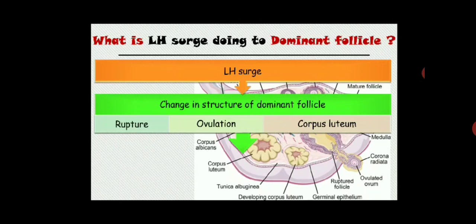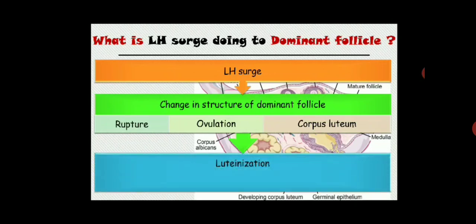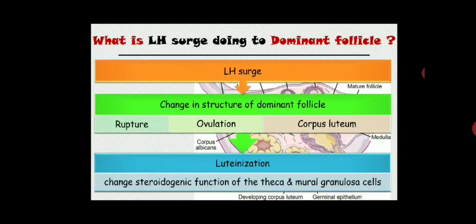Got it? And one more thing this LH will do, it causes luteinization. So the name of LH is luteinizing hormone. What does luteinization mean? Luteinization means changes in the steroidogenic function of the theca and mural granulosa cell. So what kind of changes will take place in the steroidogenic function?